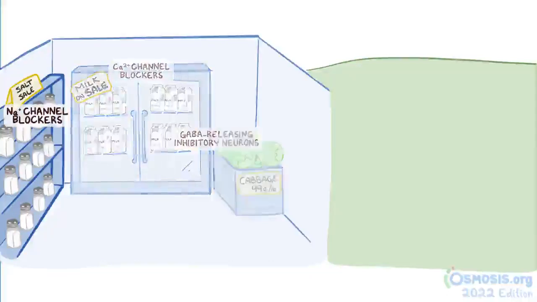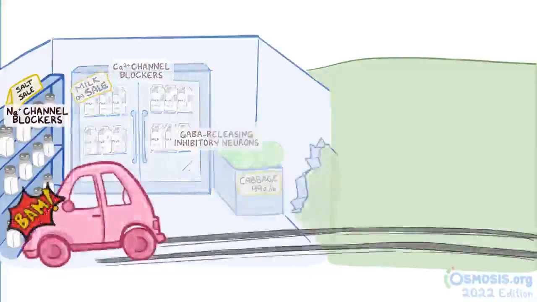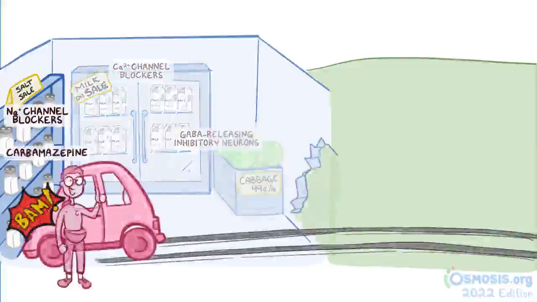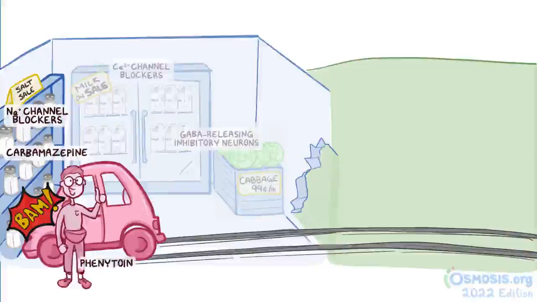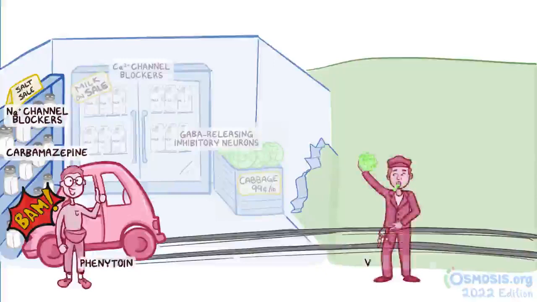Alright, so let's start by having a car crash into the salt aisle. And it explodes with a BAM, which represents carbamazepine. The driver, who's wearing a giant fanny pack for phenytoin, gets out relatively unharmed. Next, let's have the shocked valet for valproic acid, who's eating cabbage, since it also increases GABA levels in the brain.